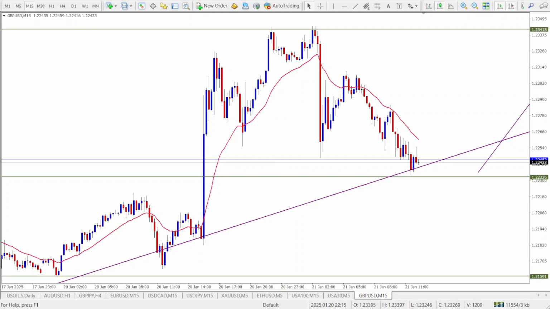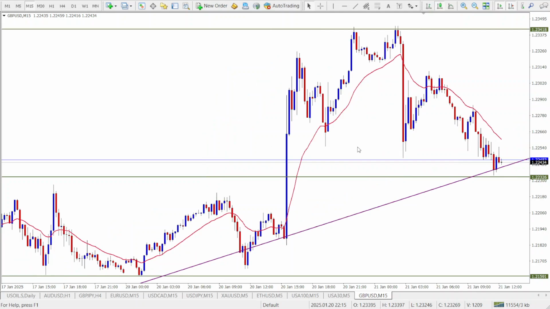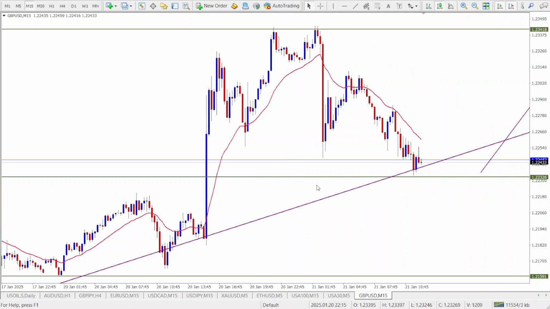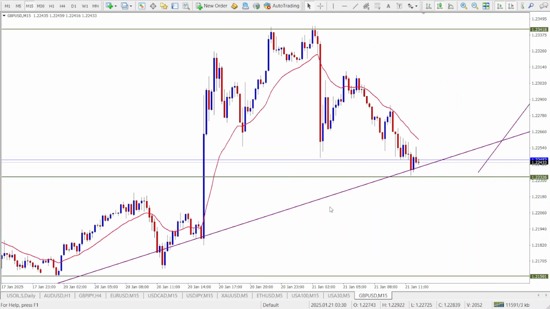The third step is to apply technical analysis to each pair, but always keep an eye on the correlation between them. And then finally, set alerts and use a trading journal to monitor your trades and make adjustments as needed.